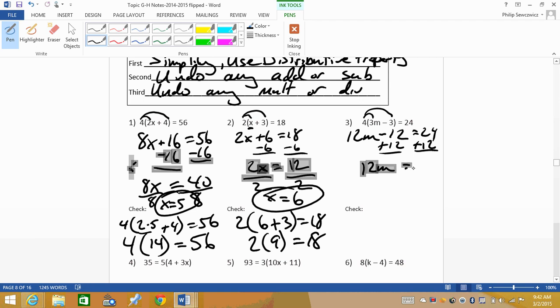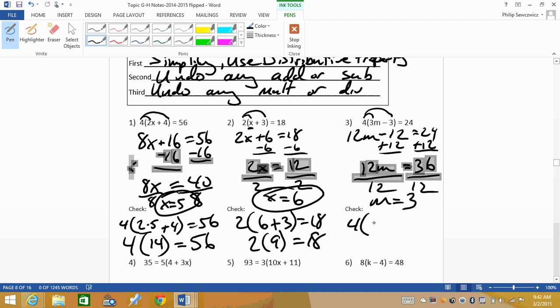On the right-hand side, I've got 36 when I add that together. So to undo the multiplication of a 12, we will divide both sides by 12. So m equals 36 divided by 12. Hello, 3. Let's see if it worked.